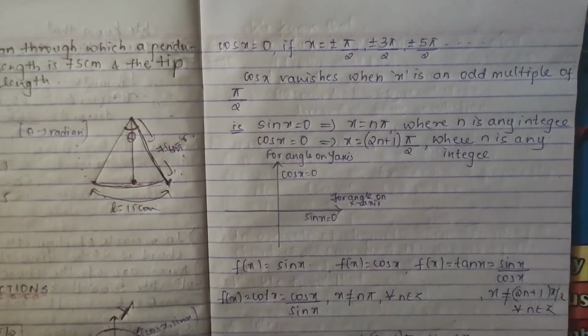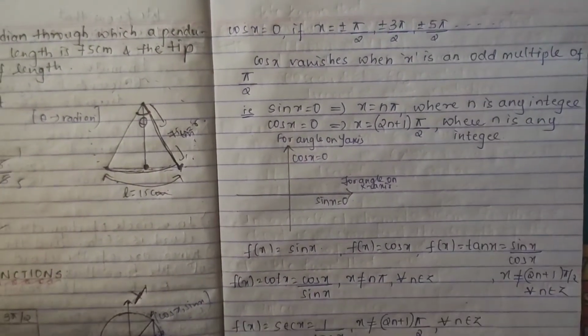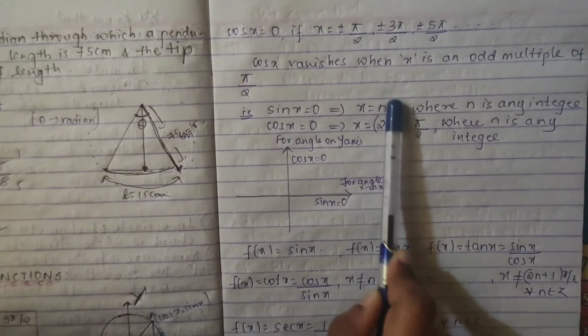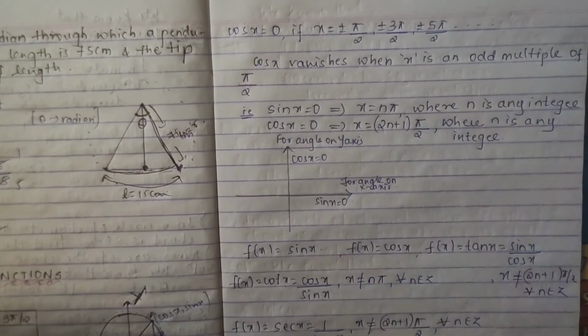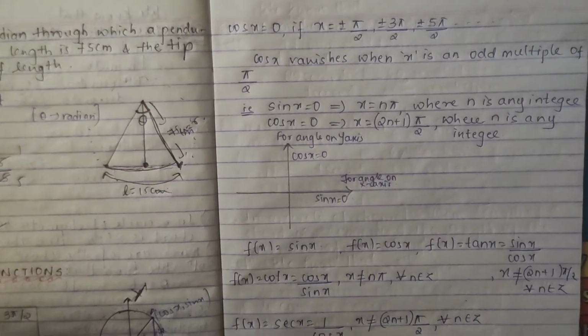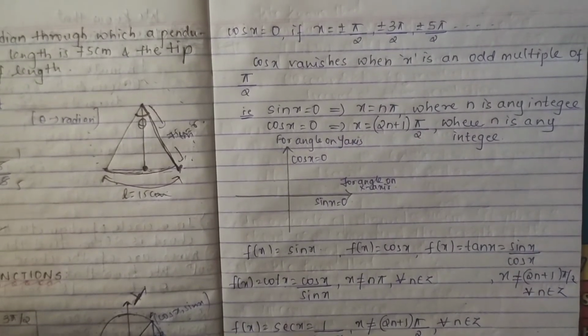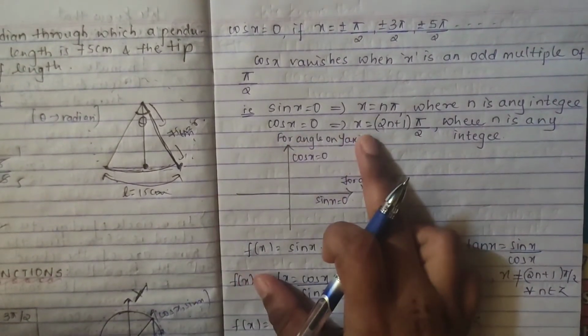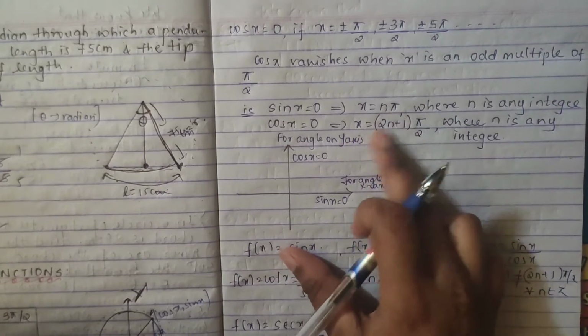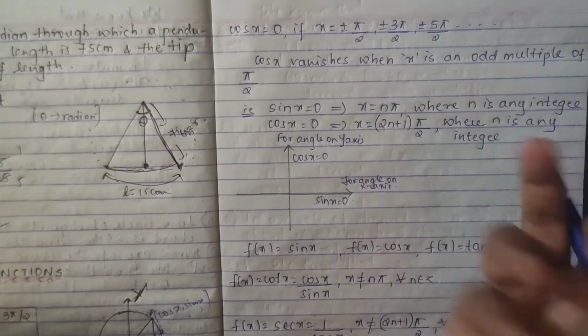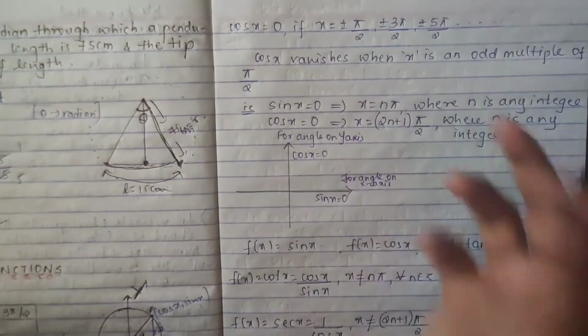So in short I have written here: sin x is 0 when x equals n pi, where n is any integer. Integer means what? Minus 3, minus 2, minus 1, 0, 1, 2, 3, right? Cos x is 0 when x equals (2n plus 1) times pi by 2. Yes, odd multiple of pi by 2. This is an even multiple of pi.